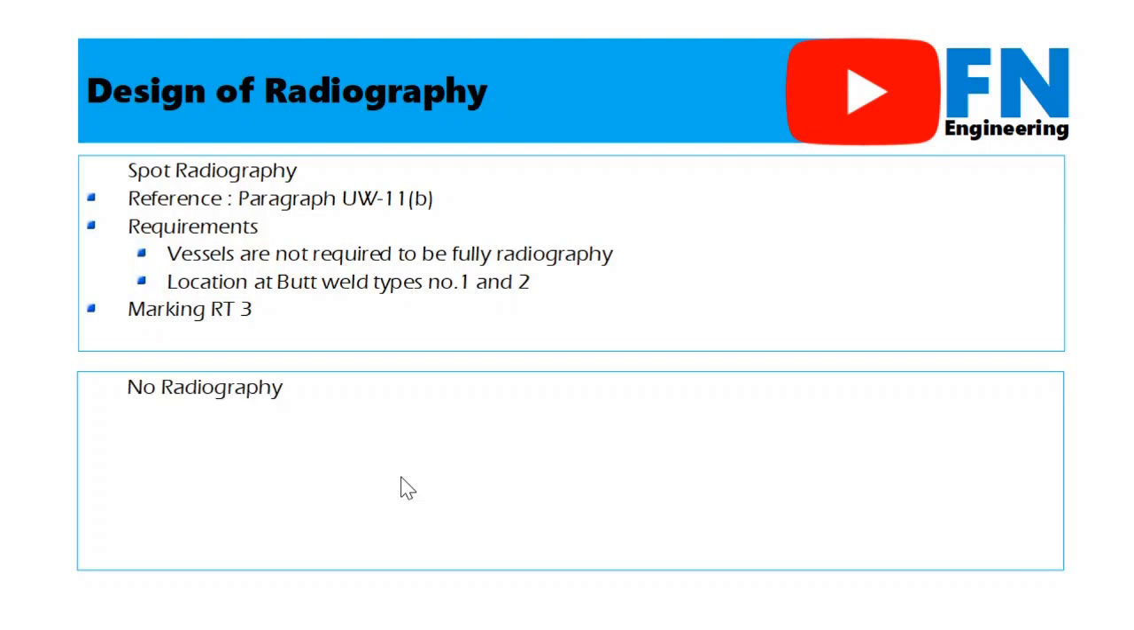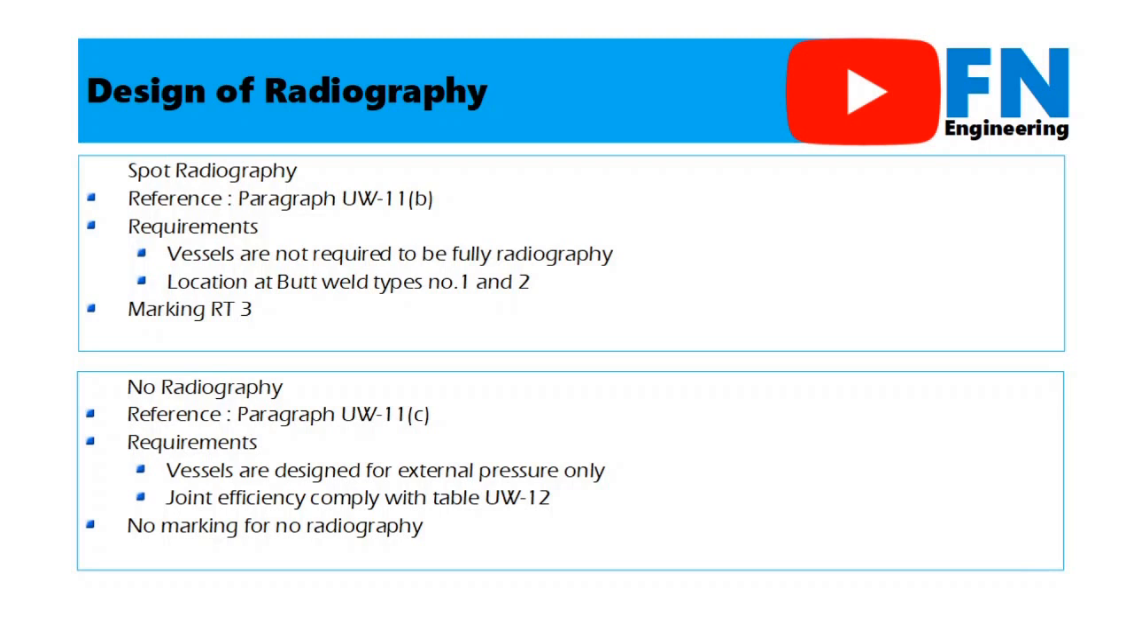The last type of radiography is no radiography. We can use paragraph UW-11(c) for the reference. A vessel that is designed for external pressure only can be designed with no radiography. In addition, if we use no radiography, the joint efficiency has to comply with Table UW-12. For your information, no radiography does not use radiography marking on the nameplate.